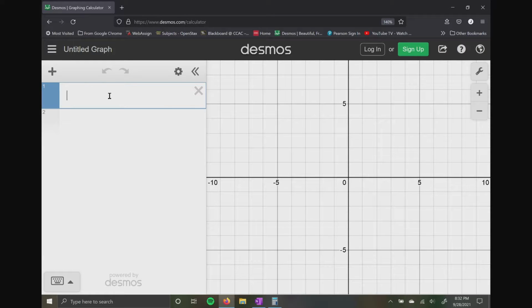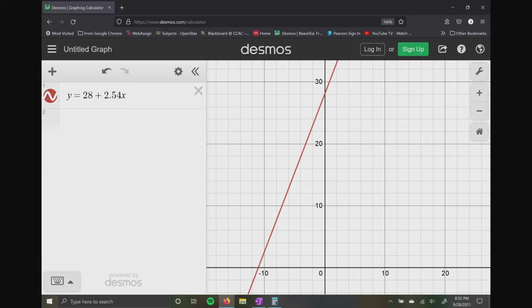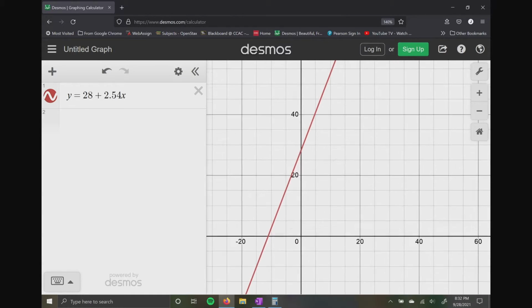And the only thing with Desmos is it's not going to recognize R and W for the variables, so you're going to have to use Y and X. But we have our equation, Y equals 28 plus 2.54X. Well, that would be great if it was actually typing here for me. Oh, I'm using the wrong keyboard, that's why. What a dummy. Y equals 28 plus 2.54X. Okay, and all I'm going to do is just go ahead and zoom out here a little bit just so we can see what we have here.